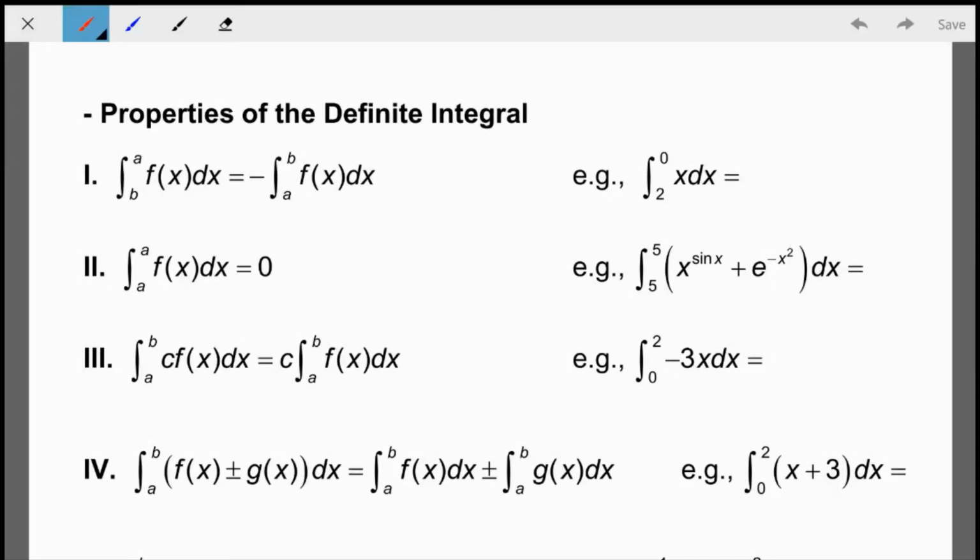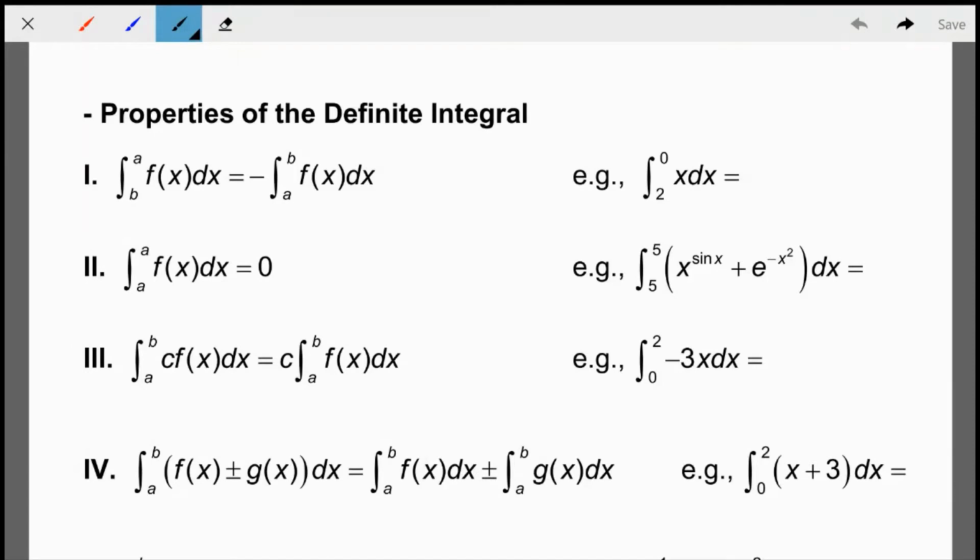Notice these limits of integration. The first one goes from B to A. The second one goes from A to B. So we're essentially changing the order of integration. What that property allows us to do is switch our limits of integration around. There will be situations we'll see in another couple of classes where we're going to need to switch the limits of integration to really make sense of the problem.